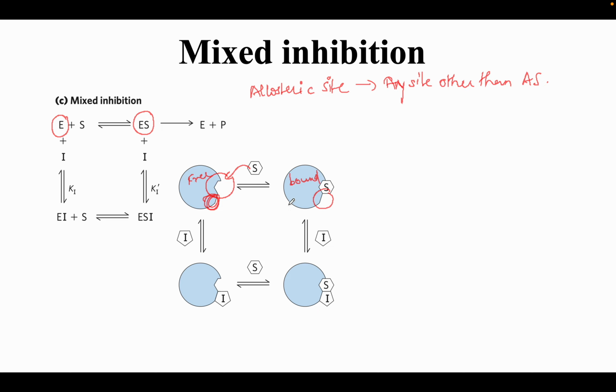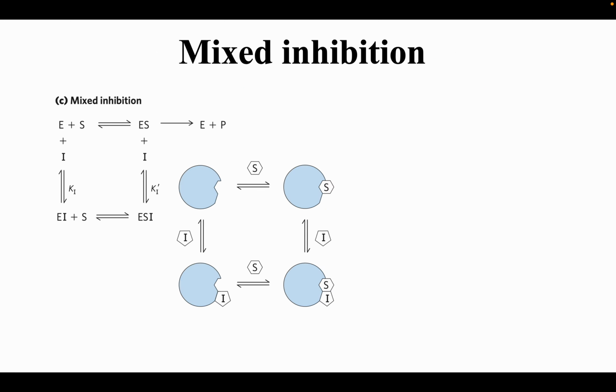So this is mixed inhibition, or non-competitive inhibition, that is, the inhibitor binds to a site other than the active site. So it binds to both the free as well as the bound form of the enzyme. As you can see, we have different rate constants for binding to either the enzyme or the enzyme substrate complex, so let's derive this equation. How does it look?